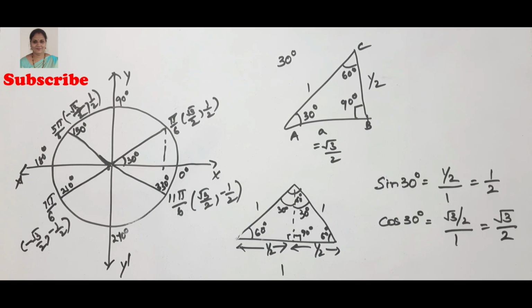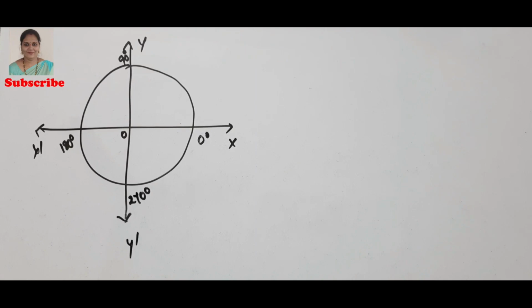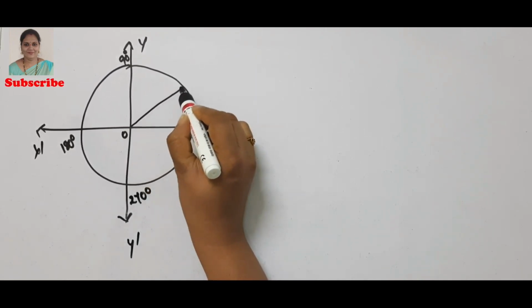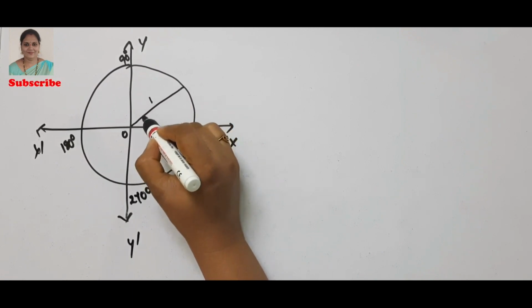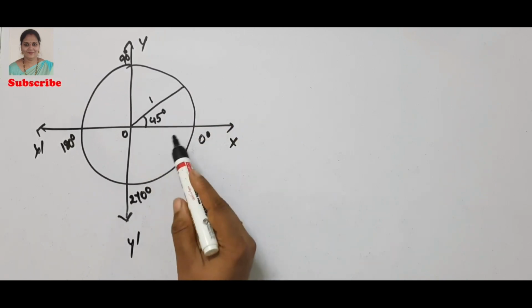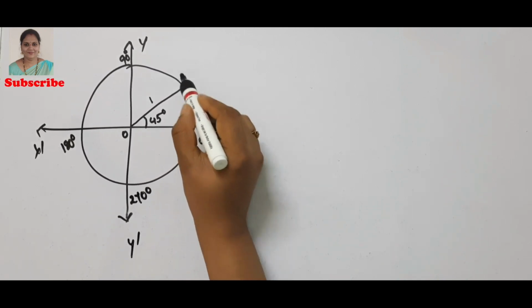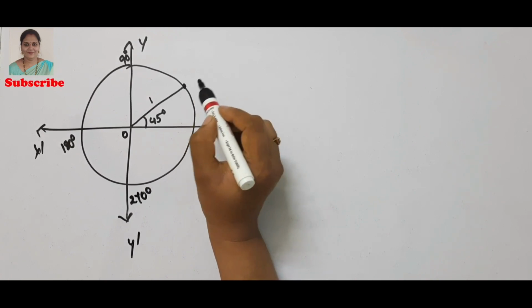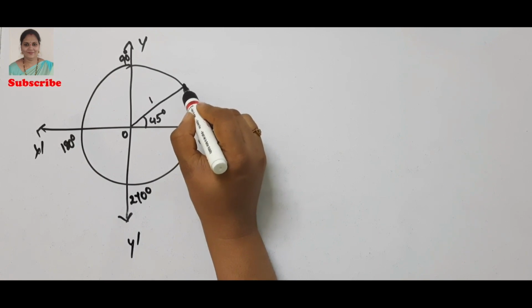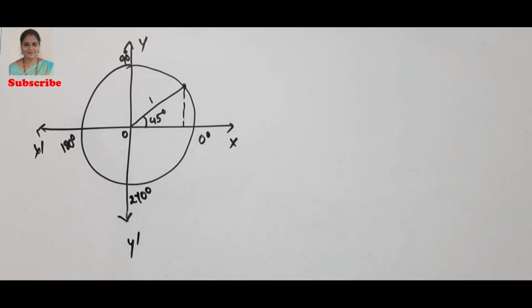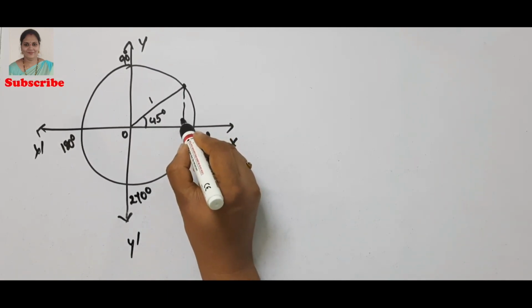Now let us study the value of trigonometric functions at angle 45 degrees. Let us consider the terminal ray of radius 1 making an angle of 45 degrees with the x-axis. Now we have to calculate the point of intersection with the x-axis and y-axis at this point. To get the x-intercept and y-intercept at this point, draw a perpendicular from here to here. Then this becomes 90 degrees.